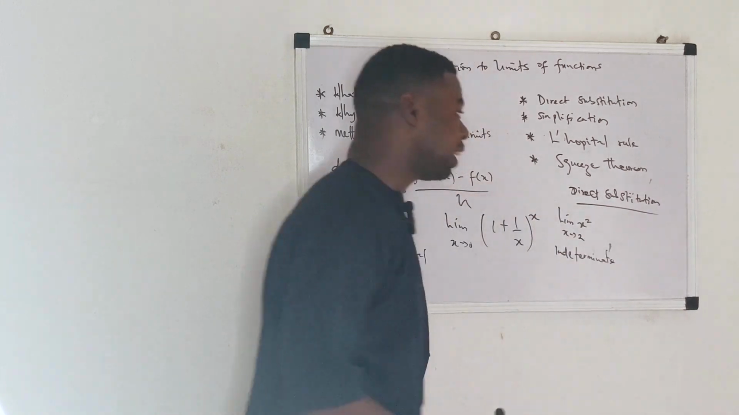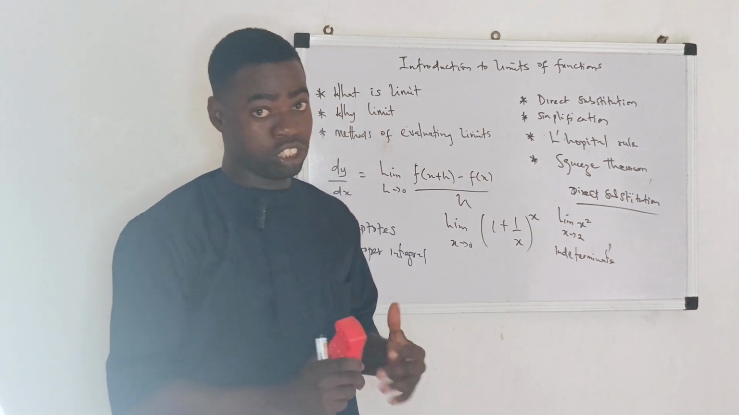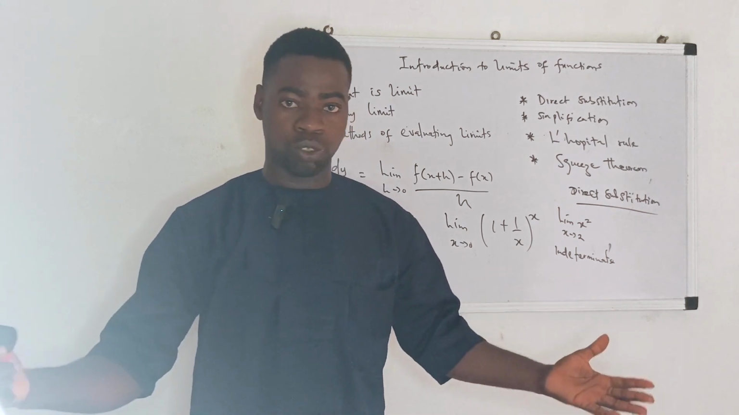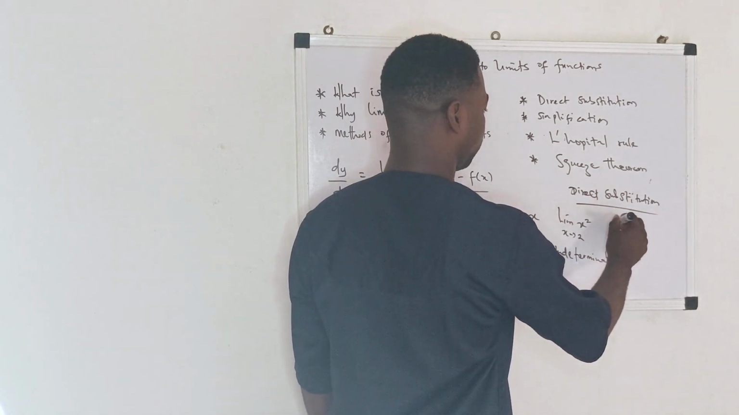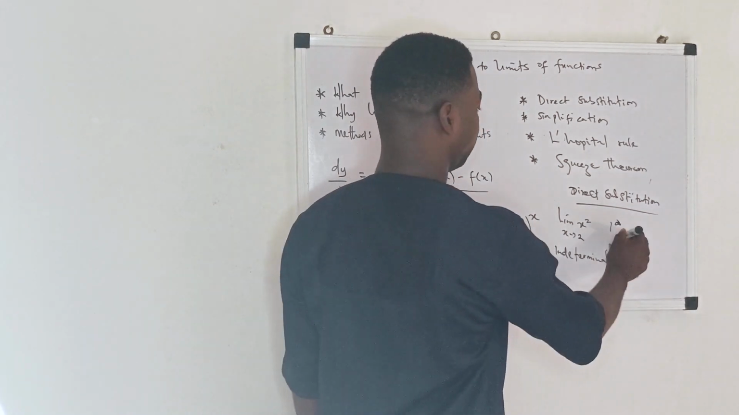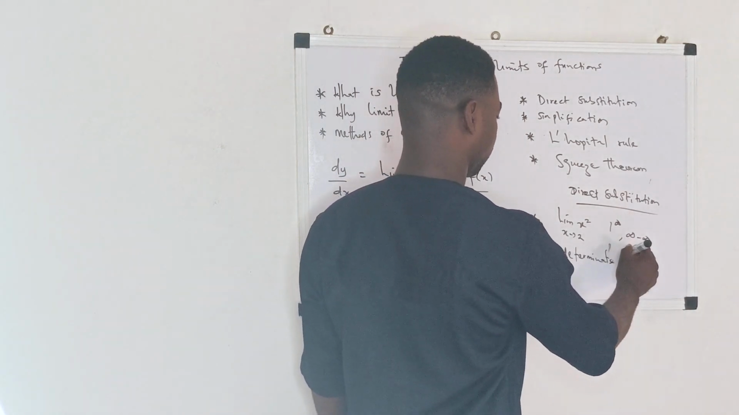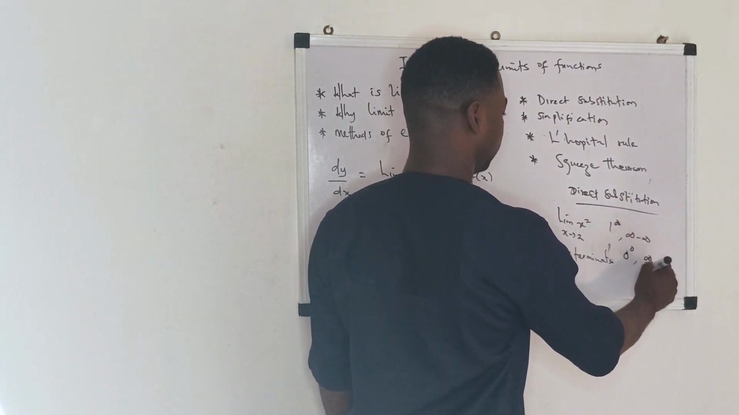When I try to evaluate by direct substitution and I encounter an indeterminate, it means that the direct substitution fails. And what is indeterminate? Any indeterminate of any form. For example, you can have 1 raised to the power of infinity, infinity minus infinity, 0 raised to the power of 0, infinity divided by infinity.